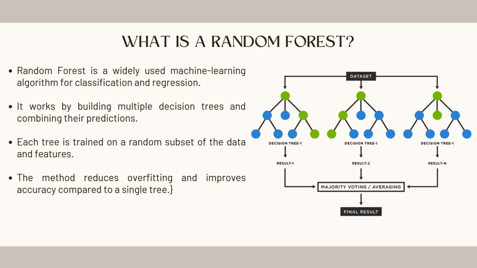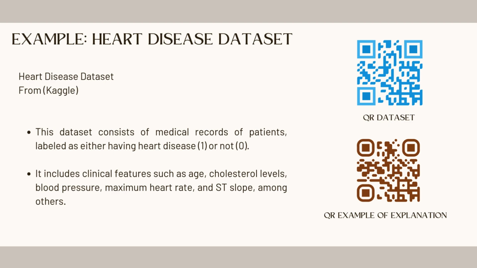Okay, so what is a random forest? A random forest is a machine learning algorithm used for classification and regression. Instead of training just one decision tree, it builds many different trees on random subsets of the data and random subsets of the variables. Then it combines all the predictions, usually by majority vote. This approach reduces overfitting and usually gives better accuracy than a single tree.